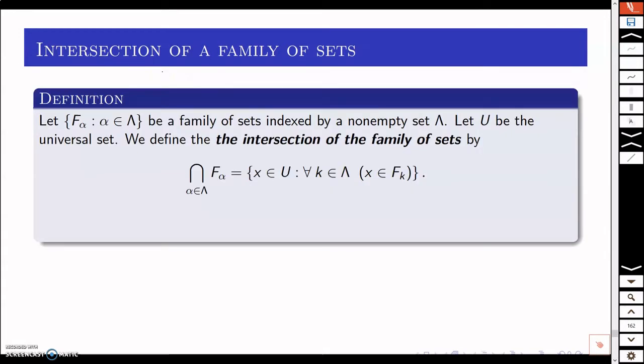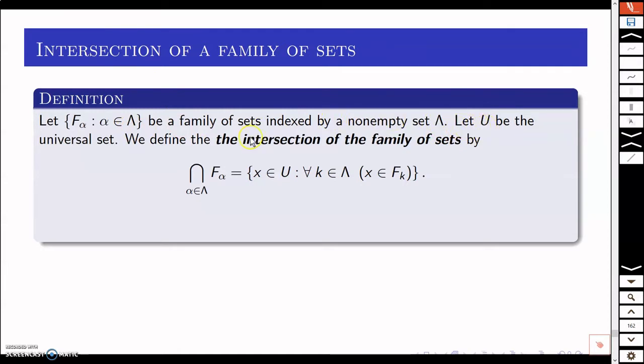So the definition goes this way. If I have a family of sets, a collection F alpha, where alpha is coming from delta. So supposing I have a family, which is this. So let this be a family of sets indexed by the non-empty set delta. So this delta is the indexing set which I am talking about here.